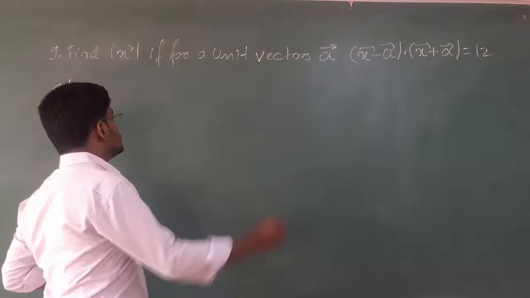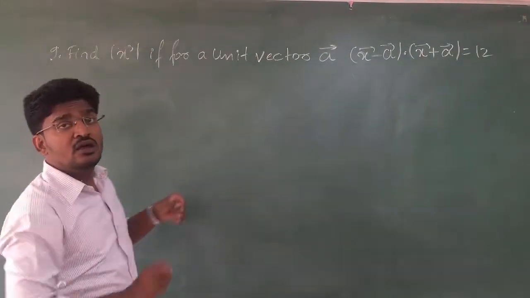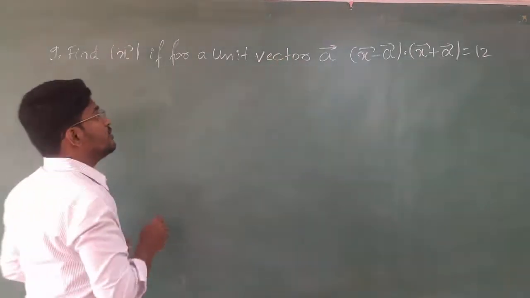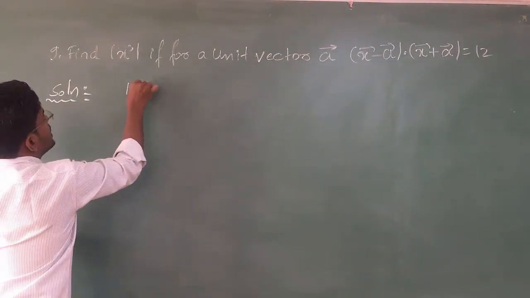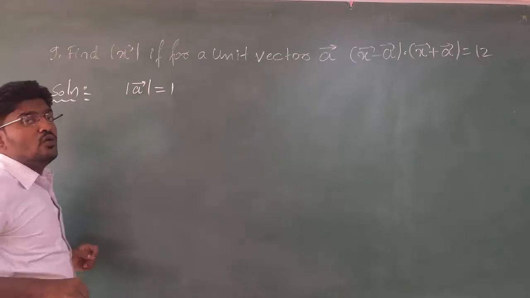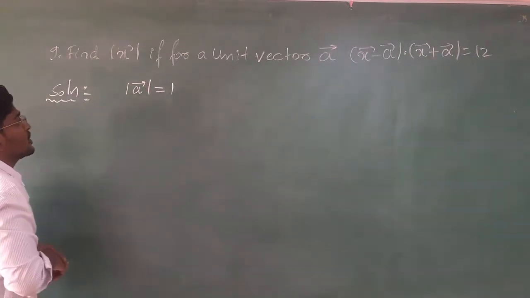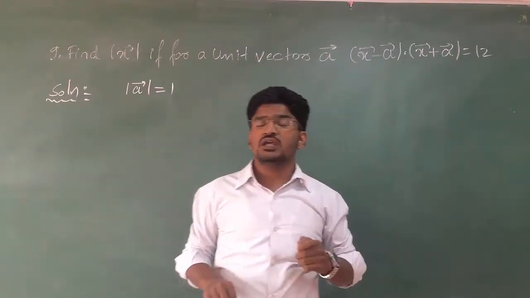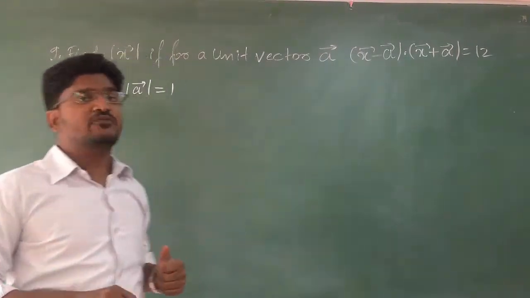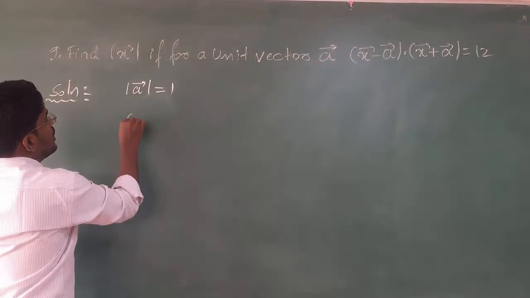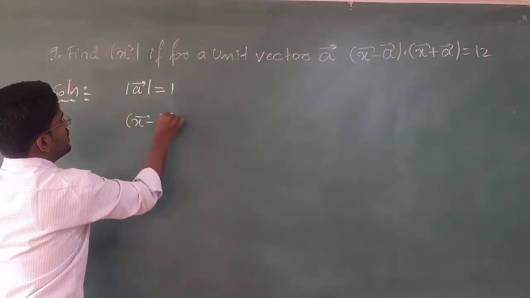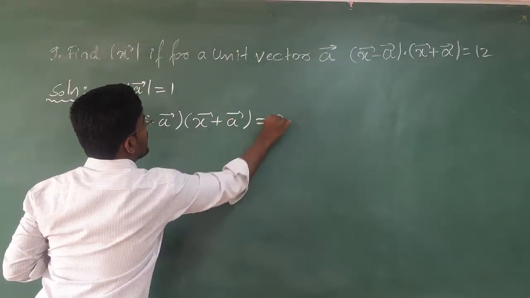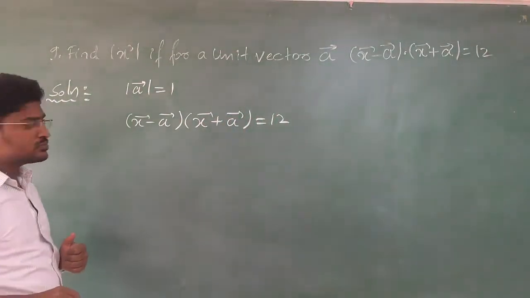Okay, no problem. Again here the given term is vector A, that is a unit vector. That means magnitude of vector A is equal to 1. Clear? Okay, it is given. So this equation is also given. That equation we have to simplify. For that, I will write the given equation and then I will try to simplify.